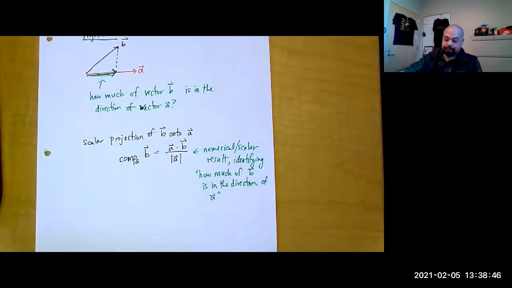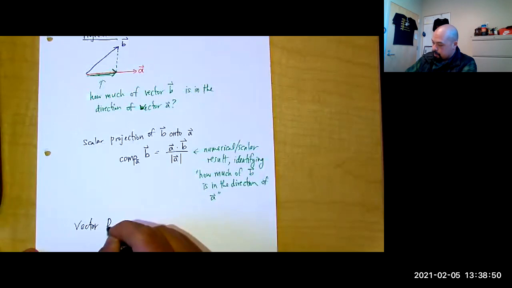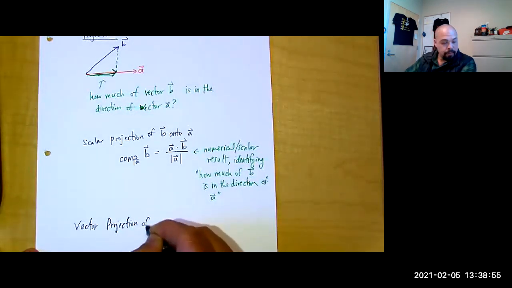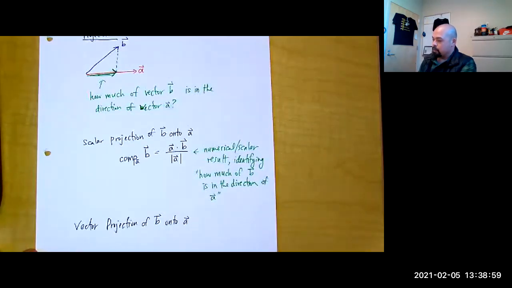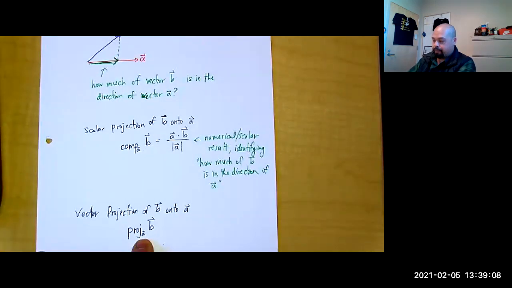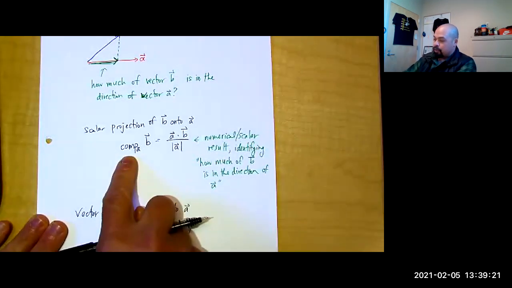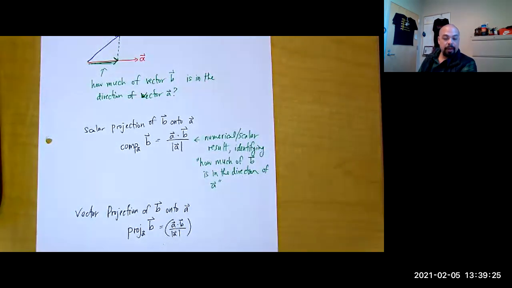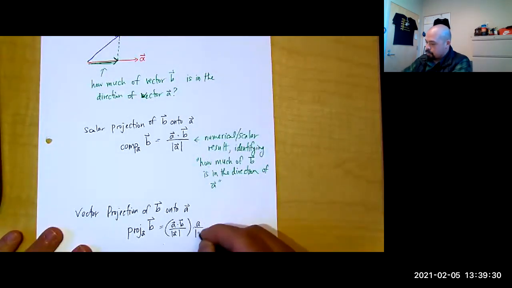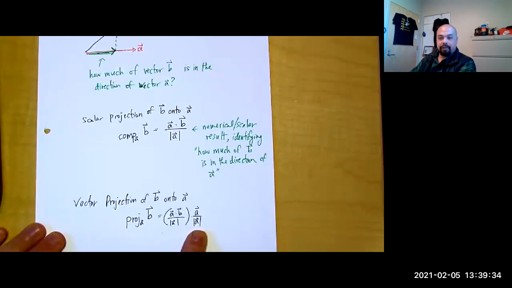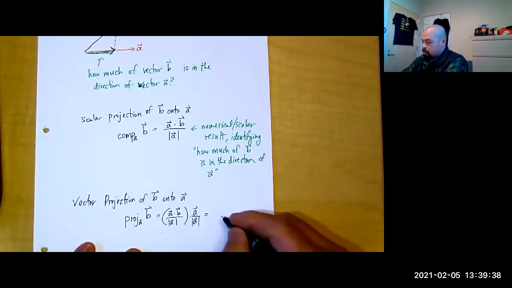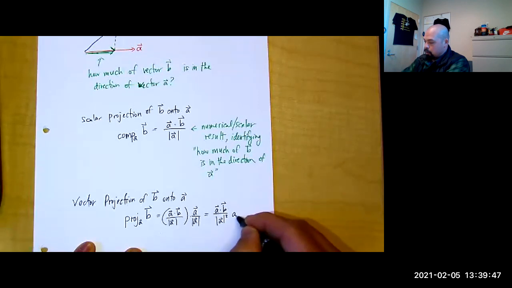Okay, and then next up, we have our vector projection of B onto A. This is labeled the projection of B onto A, so the subscript is A. Now we're actually going to give it a vector result. We start off with our scalar projection, how much of B is in the direction of A, but then we multiply it by a unit vector in the direction of A. Simplifying this down, this is A dotted with B over the magnitude of A squared, multiplying vector A.